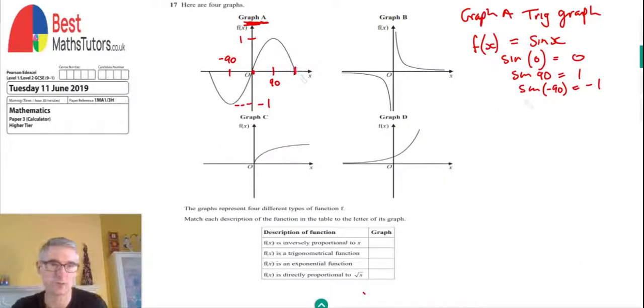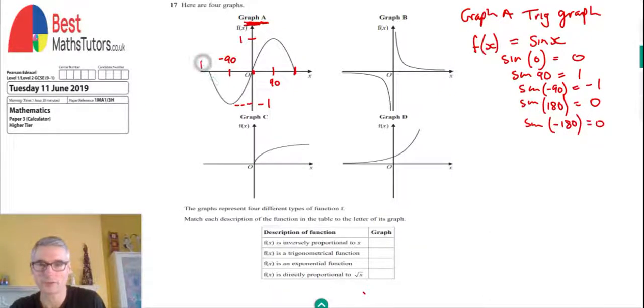You could test this graph out by just putting values into your calculator and seeing if they did give us this sort of shape. So sine 180 will be 0. Sine minus 180 is also 0. So that's these 2 points, 180 or minus 180. This is plus 180. So these points on our graph correspond to these points.